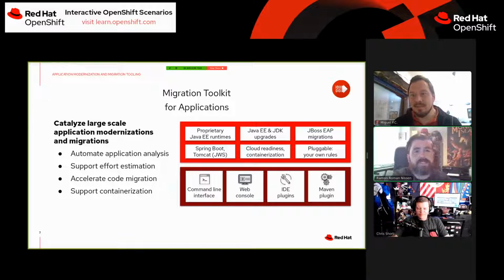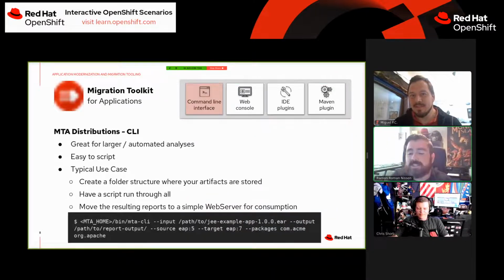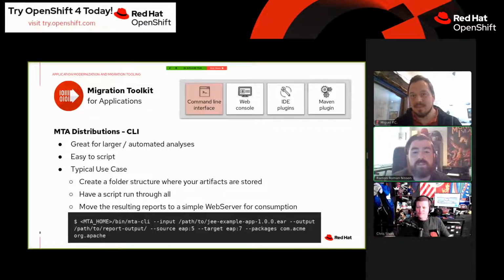So let's get to it. There are many ways in which the MTA can be used. The most usual and the most straightforward will be the CLI. So, as I said, pretty straightforward. You point to where your artifacts are, and you provide several analysis parameters. For example, the source runtime and the target runtime, and you just run it.